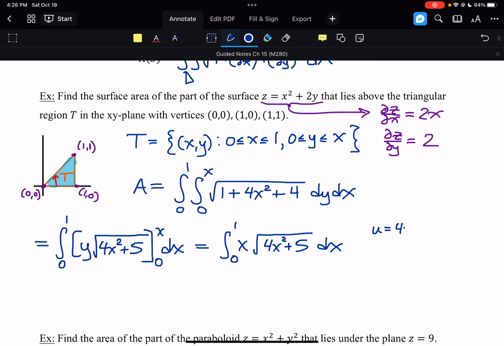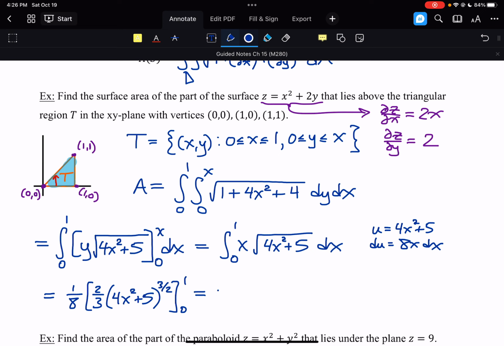So you can let u be 4x squared plus 5, and then du will be 8x dx. So you'll pick up a factor of 1/8 and then take the antiderivative as normal, so we get a 1/8. And then the antiderivative of the square root, that's to the 1/2 power. So you add 1 and then divide by that power using the power rule. So we get 2/3 times 4x squared plus 5 to the 3/2, evaluated from 0 to 1.